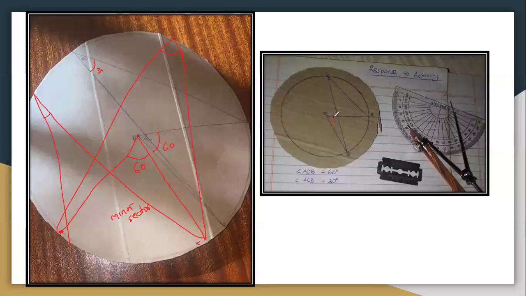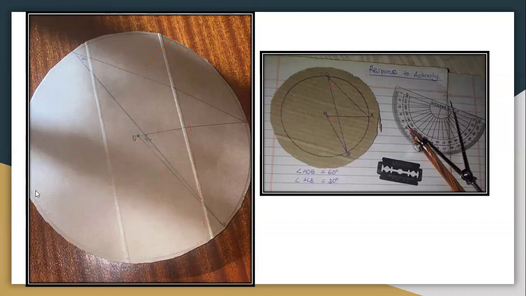This person here, still for this person had a 60. When he tried to measure here, he had a 30. So you can note that there is some kind of relation between 60 and 30. And that relation is what we are going to be looking at in this particular lesson. Which kind of relation exists will give us our first theorem that we are going to be dealing with in this lesson.